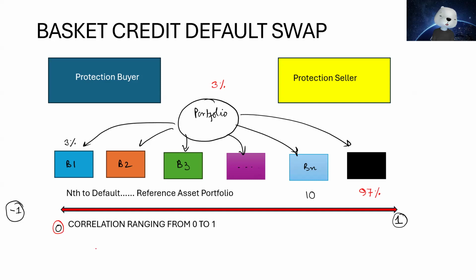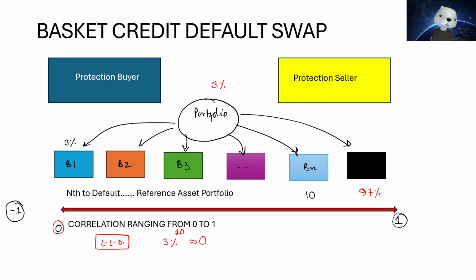On the other hand, if the correlation is zero, then the probability that all of them are going to default at the same time is virtually zero because the defaults are going to be independent of each other. That means they are independently and identically distributed. And if we project this distribution over the portfolio, we're going to get a portfolio level default probability of somewhere around 3% to the power 10. Of course, you may understand that this is going to be virtually zero.